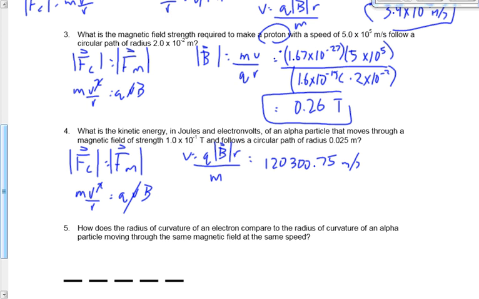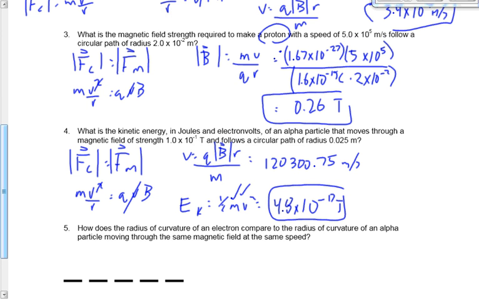Okay, perfectly reasonable speed. Probably didn't make a mistake here because we got in that 10 to the 5 meters per second range. Let's calculate the kinetic energy though. Ek is equal to 1/2 mv squared. It's an alpha particle, so let's use the mass of the alpha particle and the speed we just got. When we do that, we get 4.8 times 10 to the minus 17 joules. And I can see on my answer key that I forgot to convert that to electron volts myself.